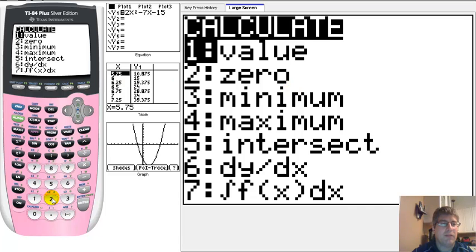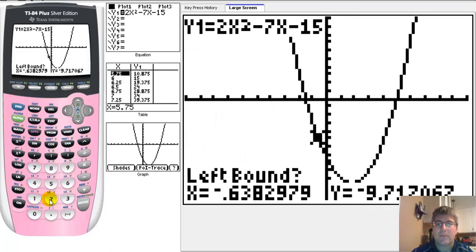Okay, so I'm going to select 2, and it asks me a question. It says left bound. Now you and I, we can just look at our graph and say, oh, the x-intercept is right here. On the left side, it looks like it's somewhere between -1 and -2, and on the right side, it's right around 5. Well, the calculator's not as smart as you are. So it's going to ask you, how far left should I look? So it's asking for the left bound.